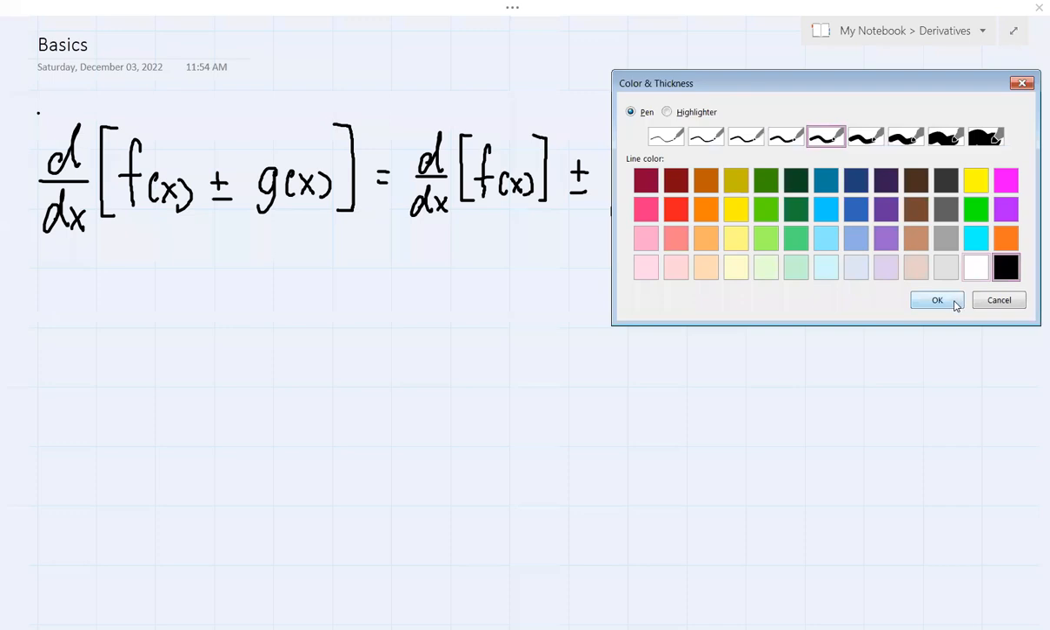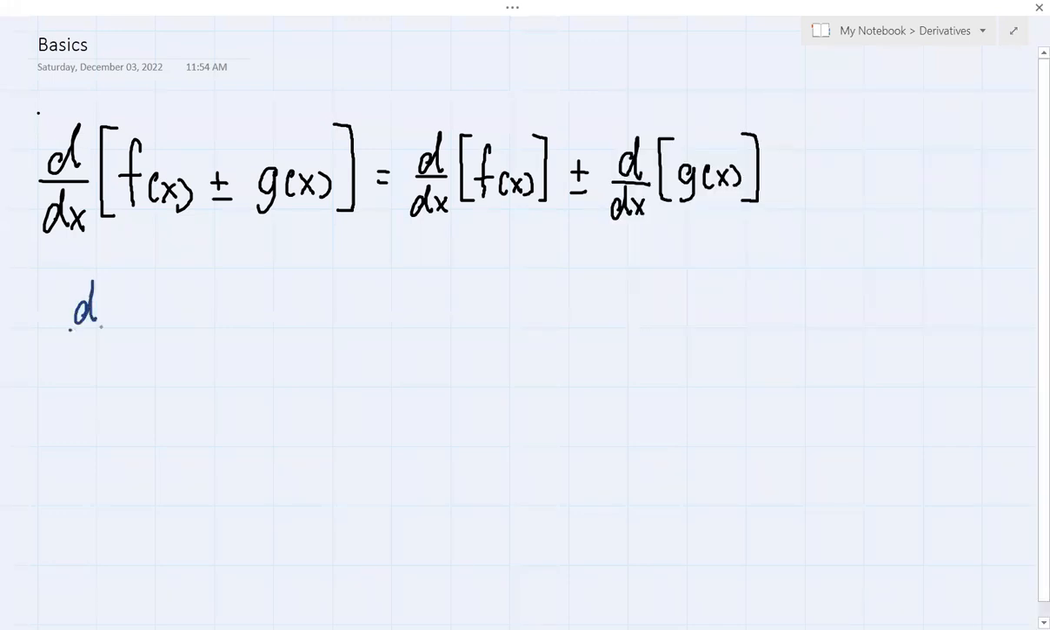So, meron tayong ganitong problem. The derivative of 3 times quantity x squared minus 2x. Paano to? What to do?